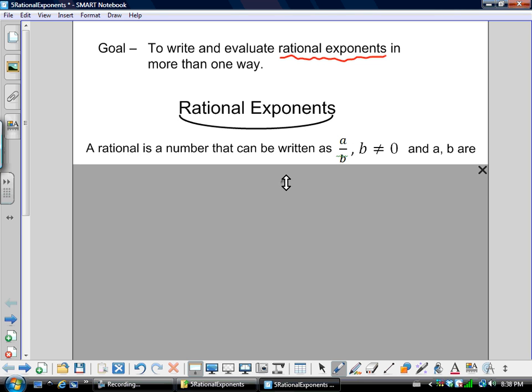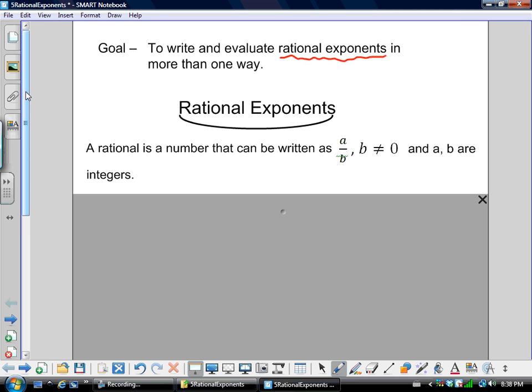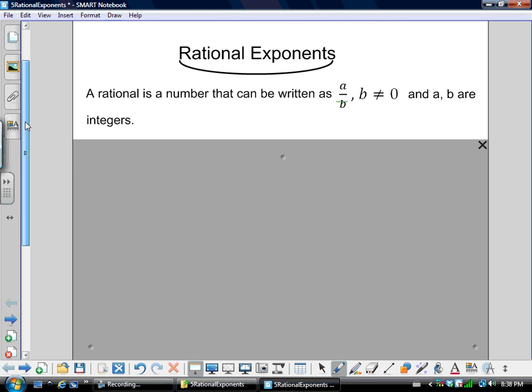So exactly what are we talking about when we're talking about rational exponents? Well, first of all, a rational number is a number that can be written as a over b, where b doesn't equal 0 and a and b are integers. So in other words, it's any number that can be written as a fraction. Now, because integers can be written as a fraction, you're going to find in this section, I'm not going to put the numbers like 1, 2, 4, even though they are also rationals. They are literally going to be fraction numbers.